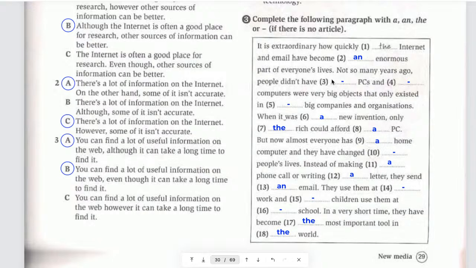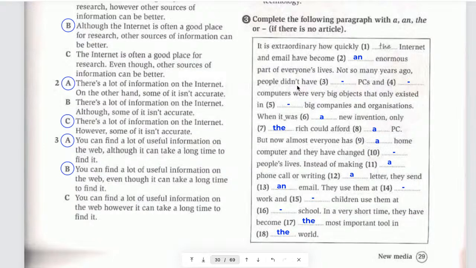All right, now number 3. Yeah, you can read that one. And nothing for computers. Yeah, 3 and 4, actually the explanation is the same, so we just read them together. Okay. Not so many years ago, people didn't have PCs and computers. PCs and computers were very big objects. That is something else already. Okay, we stop right there for number 3.